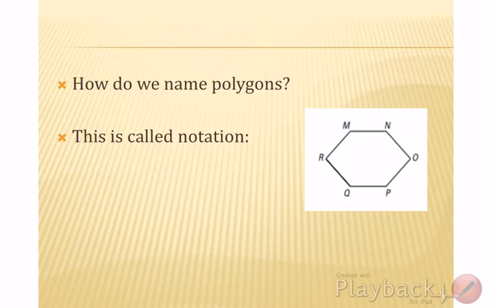How do we name polygons? This is called notation. We use the letters that have been marked so that we could start with M, N, O, P, Q, R, going in consecutive order.